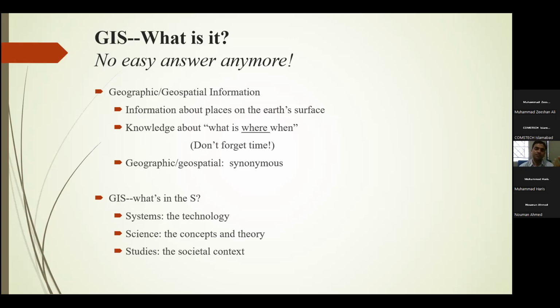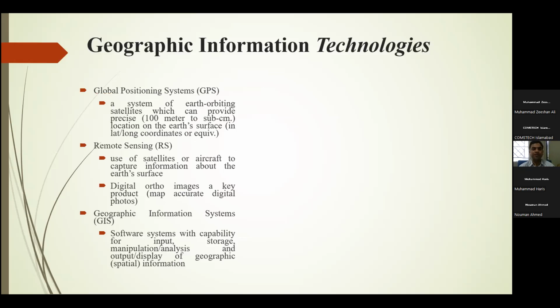The science is basically the concept and the theory. For example, I am doing something, so why or what am I doing, what is the background, and what is the concept and scientific knowledge behind what I'm doing. Now, for geographic information technologies, there are multiple data sources that can help us use our geographic information. Whenever you talk about the global, the first one is the global positioning system.